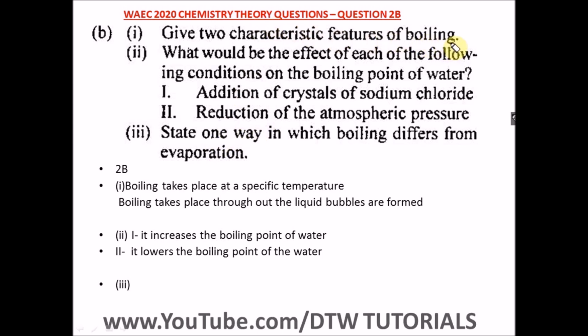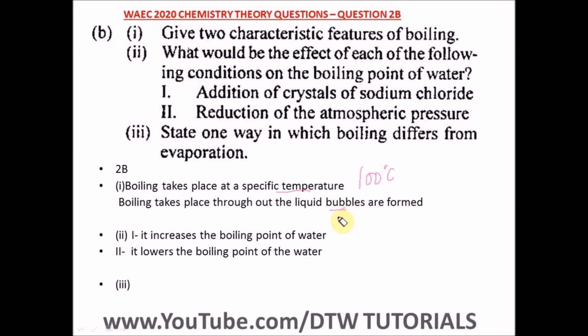Okay, so characteristic features of boiling. Boiling takes place at a specific temperature. The boiling point of water is 100 degrees Celsius. That's one feature. Another one is that it takes place throughout the liquid, and bubbles are formed.